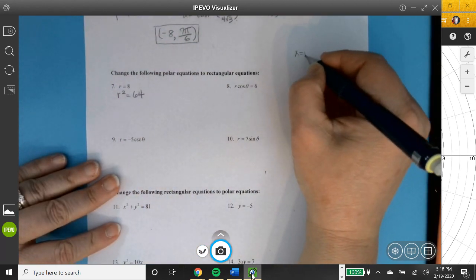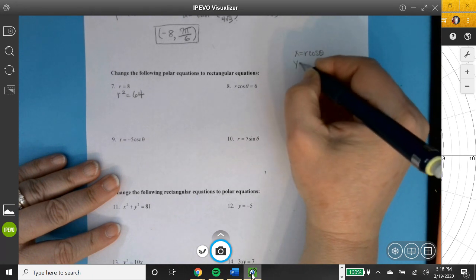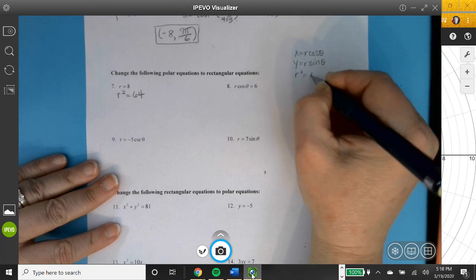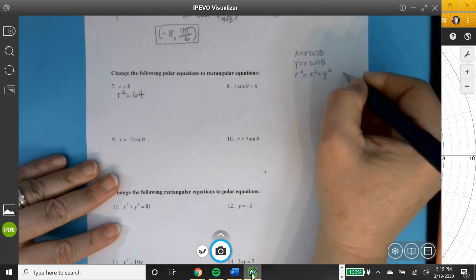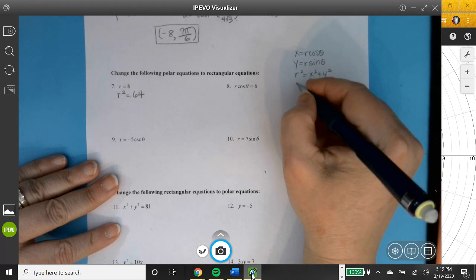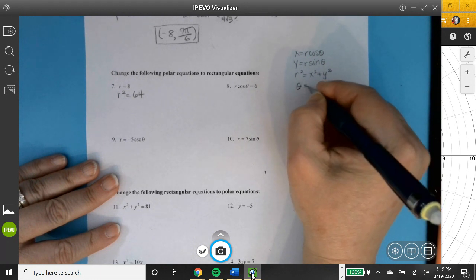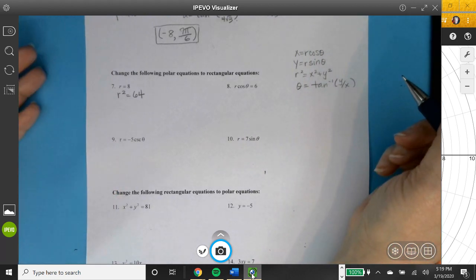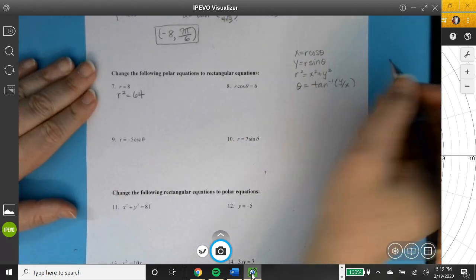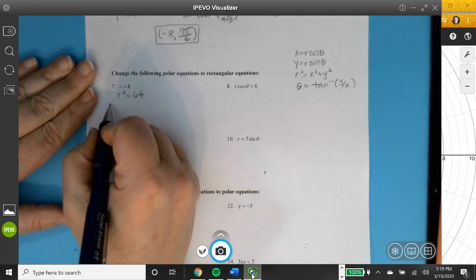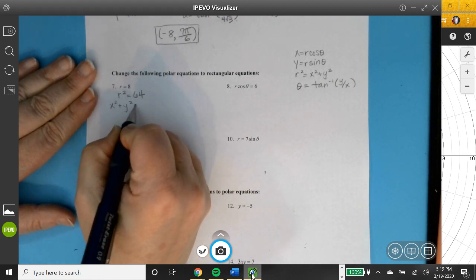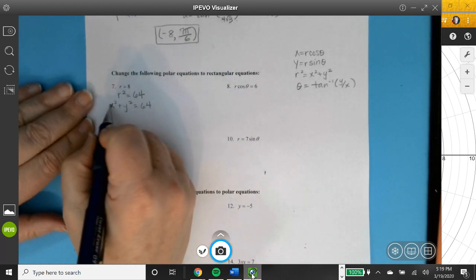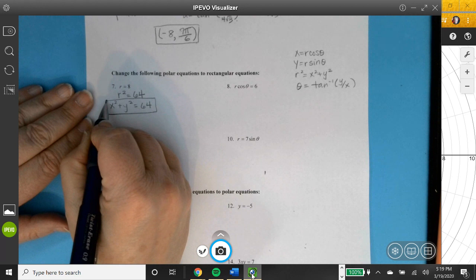We have x equals r cosine theta, y equals r sine theta, r squared equals x squared plus y squared, and there's a corollary that comes off of that. And then theta equals inverse tangent of y over x, or tangent of theta equals y over x. All right, so if r squared equals 64, that means that x squared plus y squared equals 64, right? And that's a circle of radius 8.